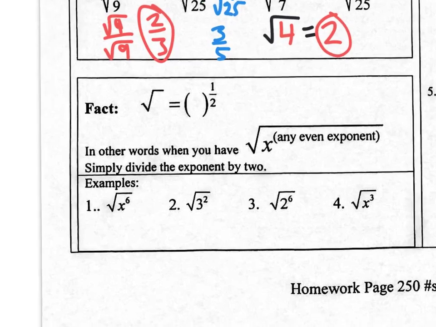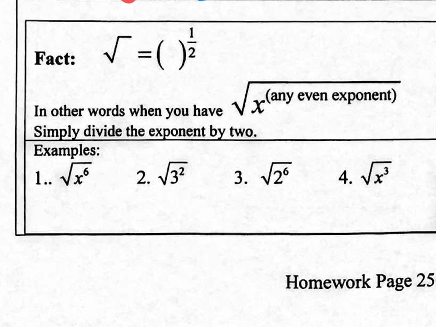Take a look at this next fact right here. The square root could also be rewritten as the power of 1/2, okay? So whenever you have the square root of x to any even exponent, you end up dividing that exponent by 2 and you get your new power and you're done.